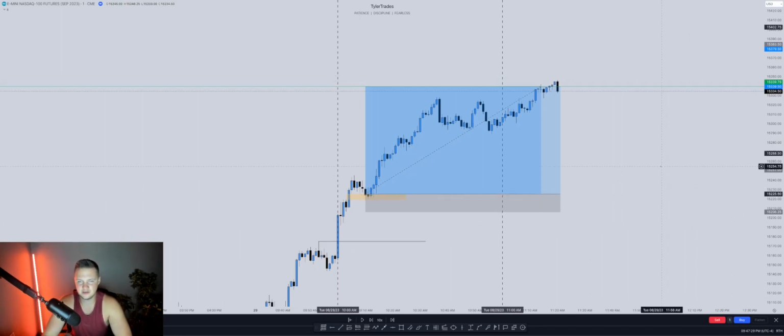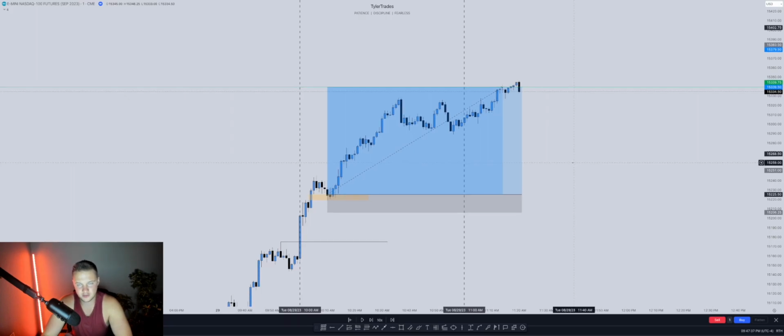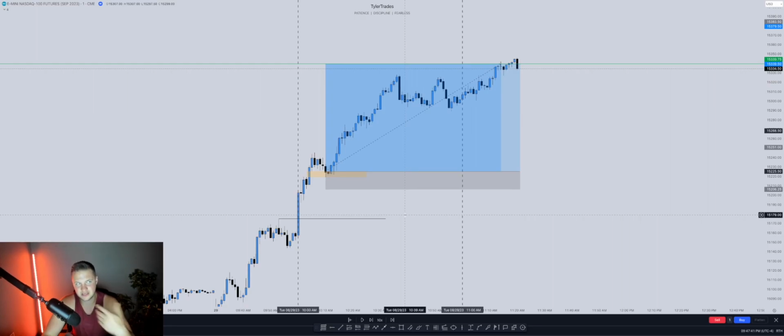But it all depends on your experience and your, I guess, belief in your strategy and belief in your draw on liquidity at the end of the day, your bias. So that's how you could have caught this trade. I'm still going to count it as a no trade. However, I just want you guys to know that this would have been a valid trade setup.